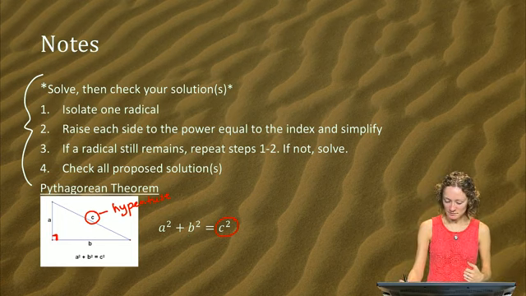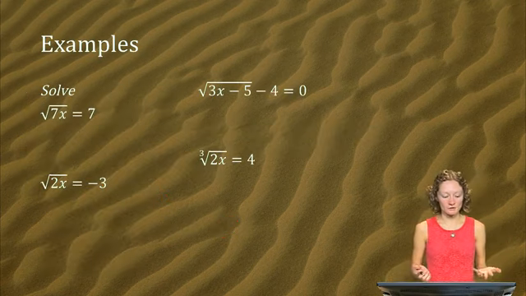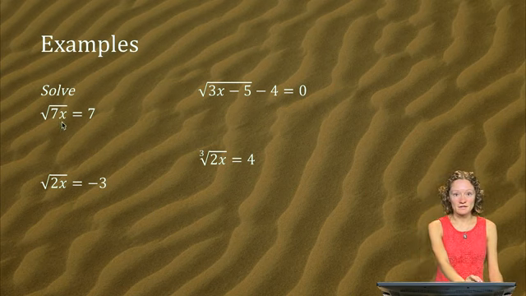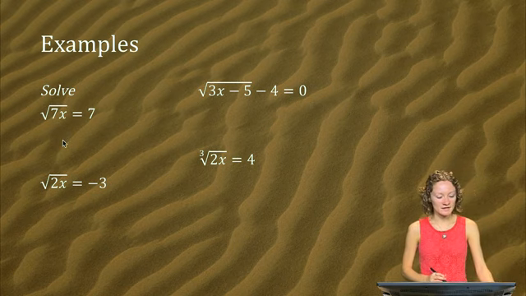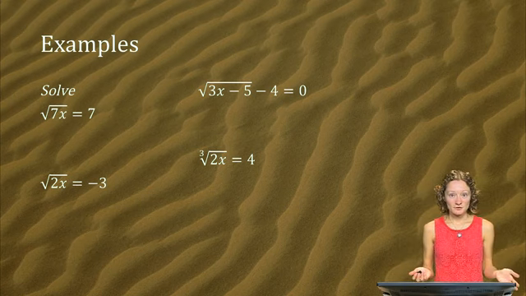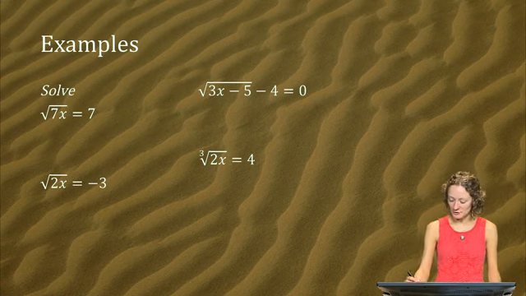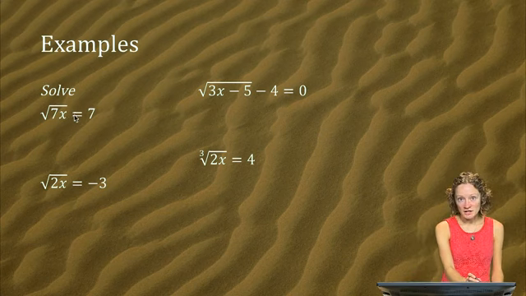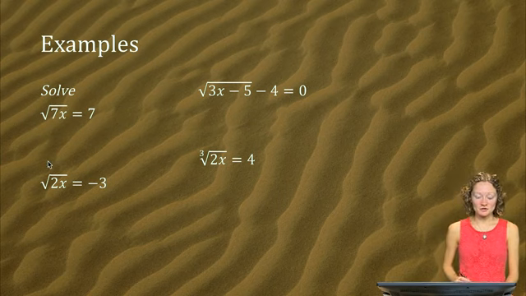All right, so let's start to look at some problems. The first set of problems we're going to solve. As with any problem where we're asked to solve, we are looking for the value or values that would make this a true statement. So the first one, the square root of 7x is equal to 7. So the first thing we want to do is isolate one of the radicals. We only have one radical here, and nothing else is happening to it. There's no addition on the end, there's no multiplication on the outside, there's no division underneath the whole thing.